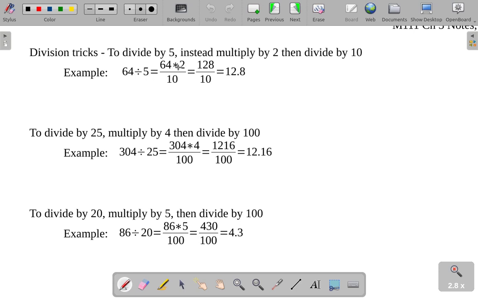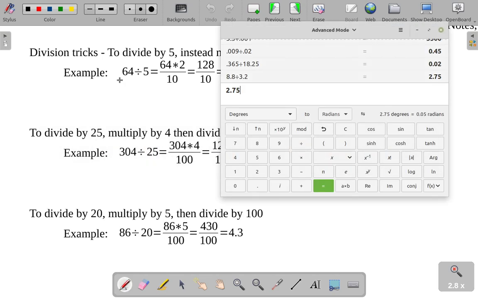Instead, what I'd rather do is I'd say, okay, let's multiply by 2 and then divide by 10. The reason I would do this, even though it's two separate actions, is multiplying by 2 is really easy, dividing by 10 is even easier. So 64 times 2 is 128. You're just doubling something. 6 becomes 12, 4 becomes an 8. And then dividing by 10 means moving your decimal place one place to the left. So 64 divided by 5 gives us 12.8. We can verify that on the calculator pretty quickly.